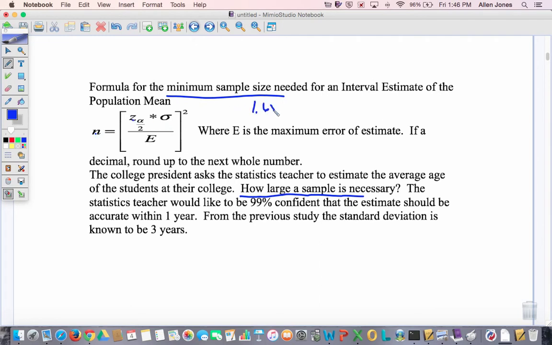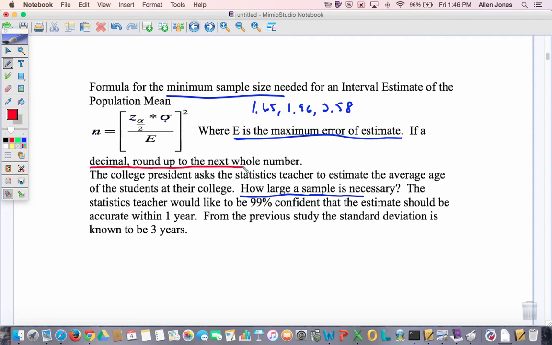So we're looking down at this example, how large a sample is necessary. But back up here, here's our formula. N is our sample size. Z is our z-score. That's the 1.65, the 1.96, or the 2.58. Sigma, our population standard deviation. New variable here, E is our maximum error of estimate, how accurate we want to be.